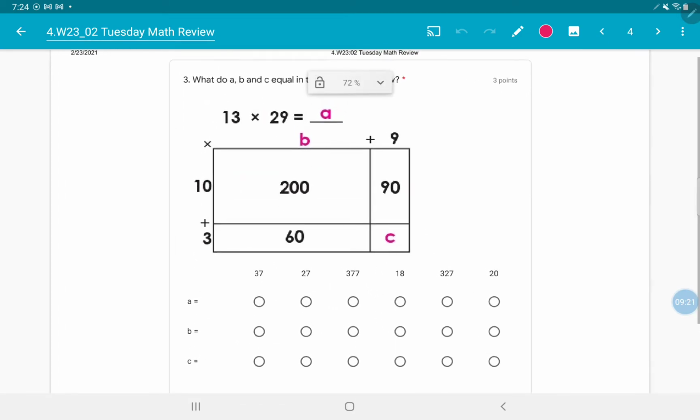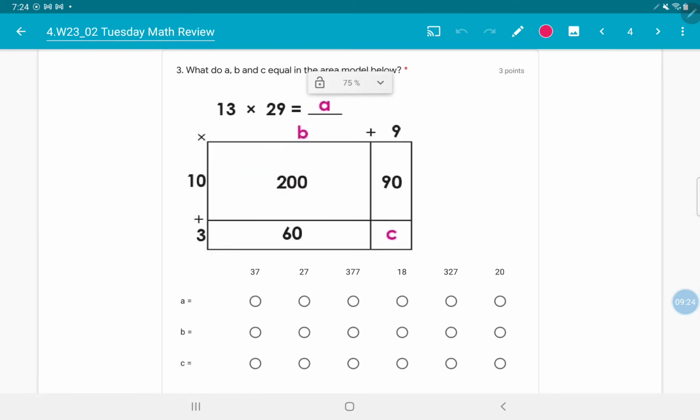All right. Then we have an area model, but we're missing a few parts here. So let's look and see what we have. 13 times 29 equals A. So they made the short side 10 plus 3, which equals 13. So the long side of our model is going to be 29. We have the 9, so we're missing 20. B will be equal to 20.